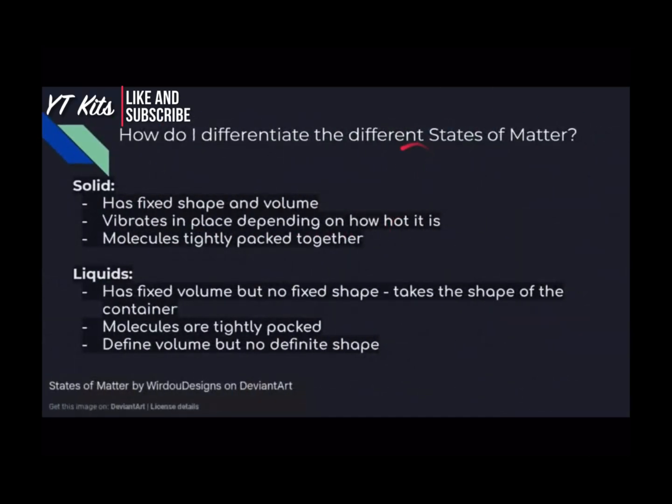In that case, how do I differentiate the different states of matter? Well, remember the image from earlier? We'll be coming back to it shortly. Solids have a fixed shape and a fixed volume. They'll vibrate in place, keeping in mind the temperature, and the molecules are tightly packed together. On the other hand, liquids also have a fixed volume, but no fixed shape. They take on the shape of their container. But molecules are tightly packed together, thus meaning a defined volume but no definite shape.